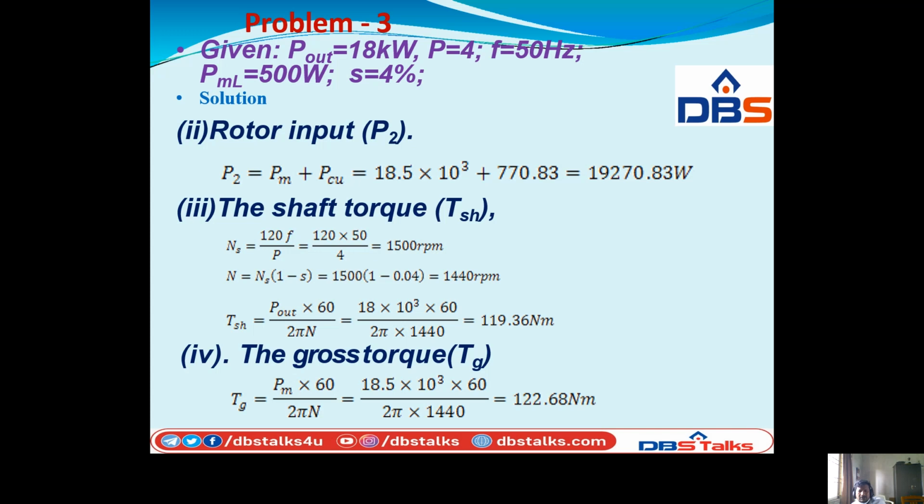Another one, gross torque. Gross torque is equal to mechanical torque into 60 by 2 pi n, 18.5 into 10 cube into 60 by 2 pi into n, that means 1440. That is equal to 122.68 Newton meter.